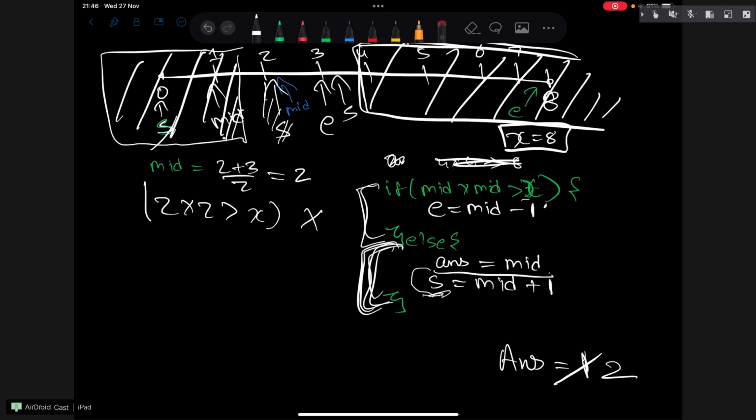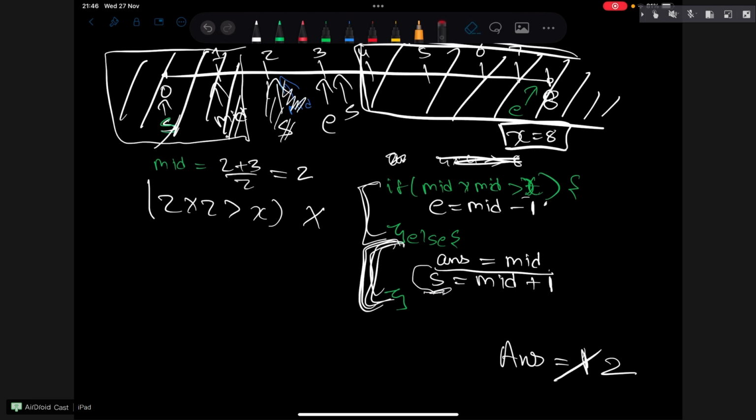Okay, so let's do the calculation of mid for the last time. So the mid is going to be s plus e by 2. What is s? S is going to be 3. E is going to be 3. 3 plus 3 by 2 is going to be 3. So the mid is going to be 3.